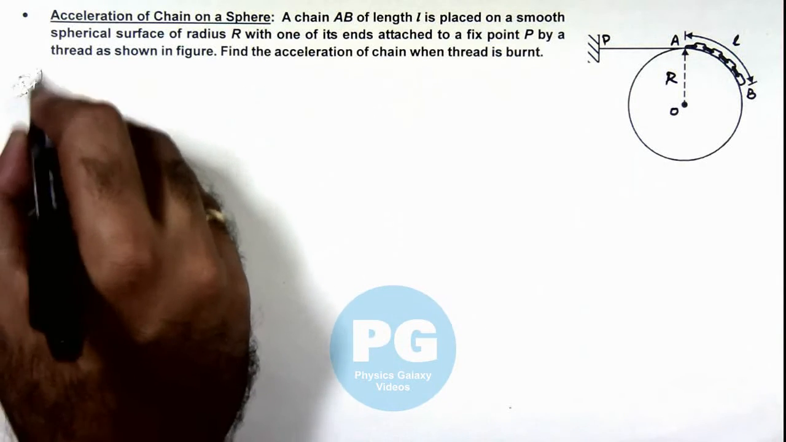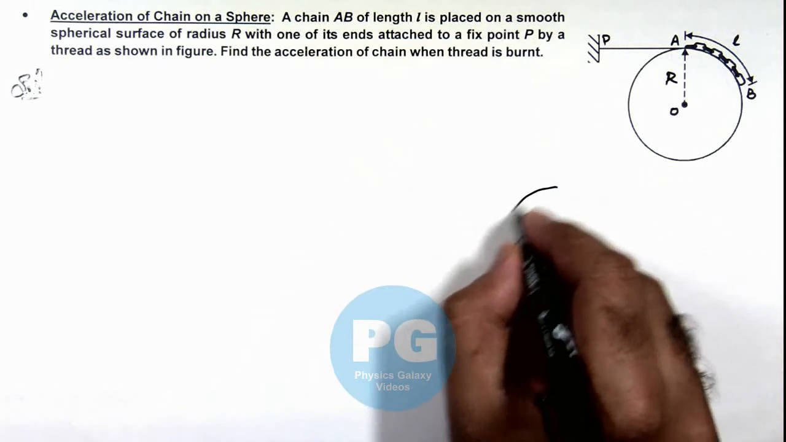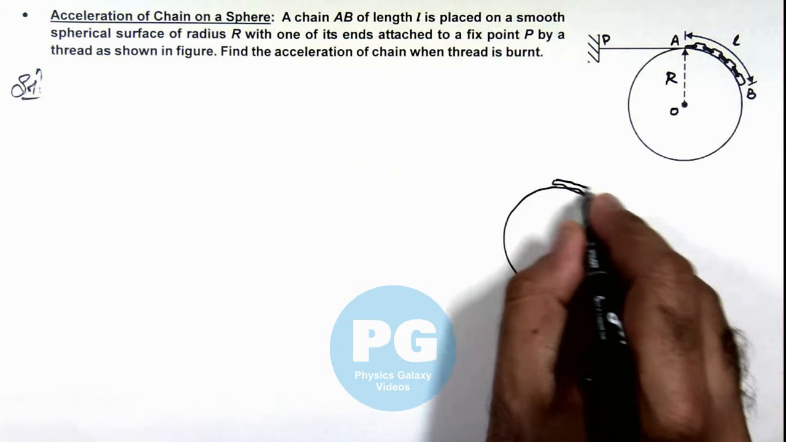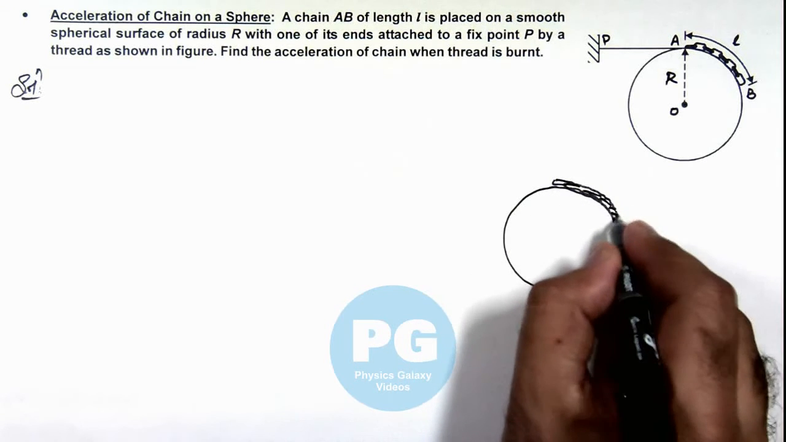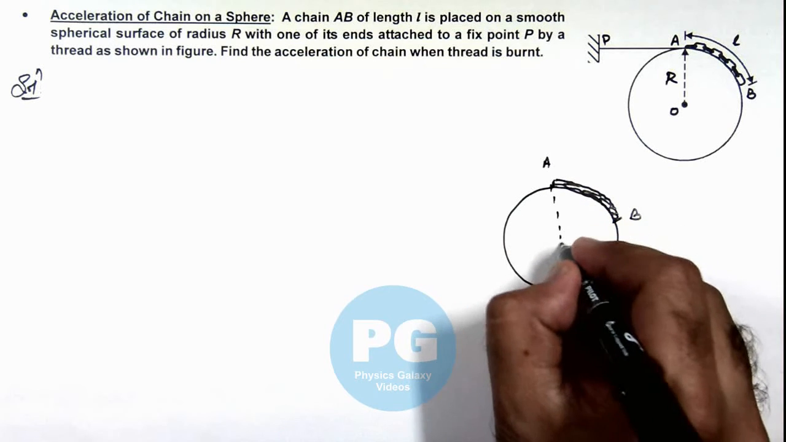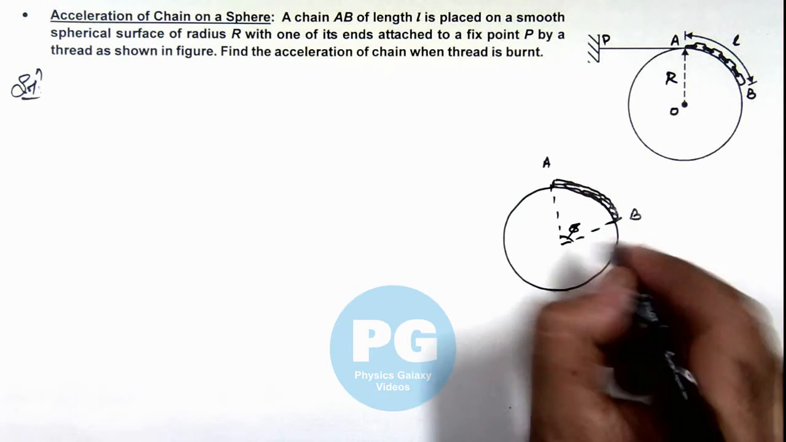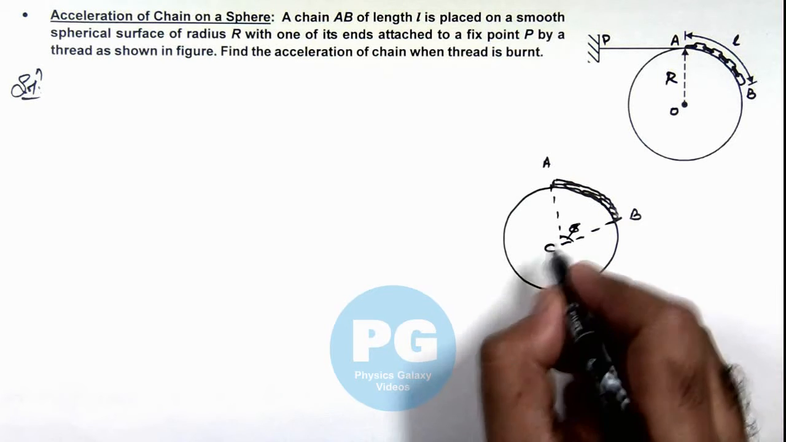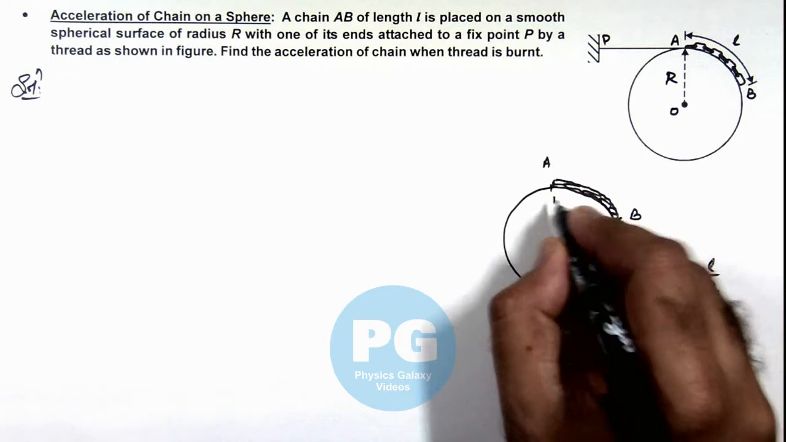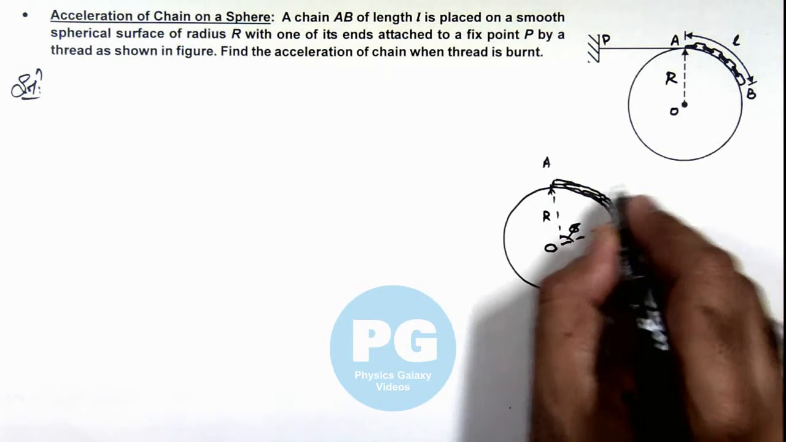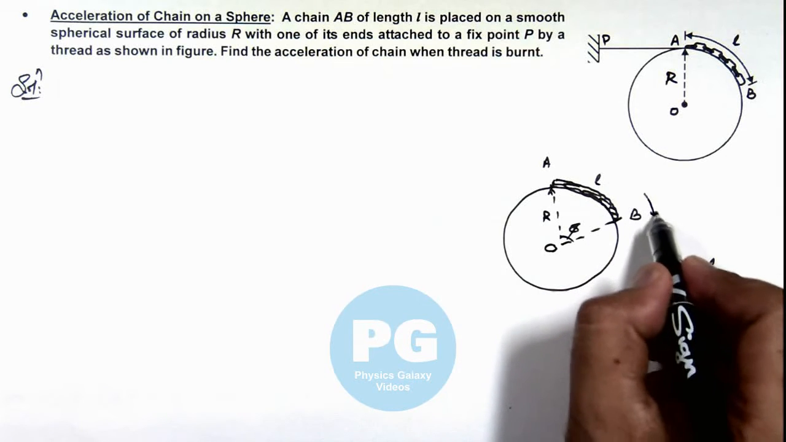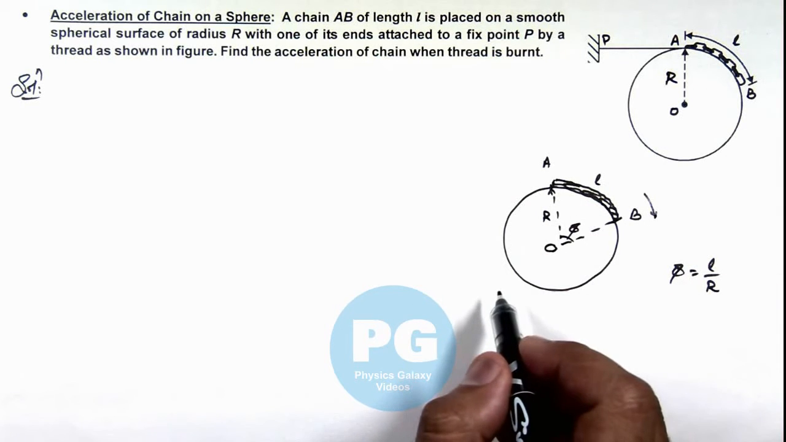Here we can see when we burn the thread, this is the situation. Here is the chain which is placed on this sphere, which is AB, and say the chain is subtending a total angle phi at the center of this sphere, which is point O, and phi we can write as L by R, because R is the radius of the sphere and L is the length of the chain. When the thread is burned, it will start sliding tangentially to the surface of the sphere.